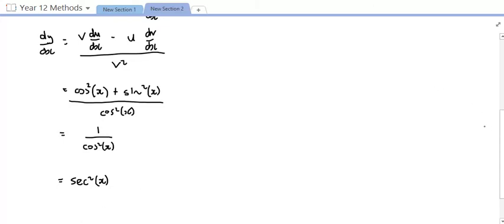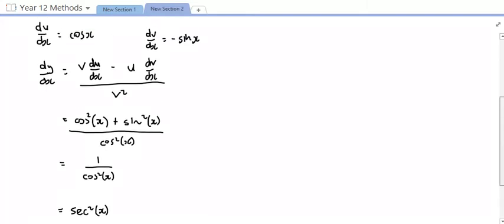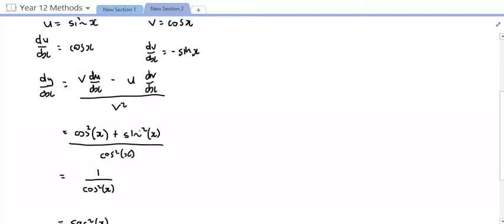Anyway, that was the proof for it. Perhaps you used an extra step or two in getting to this. You might have written it as cos x plus or minus sine x times negative sine x and so on. But this is what you should have ended up with in the end. So anyway, that's it for the proof, and pretty nice one I thought.